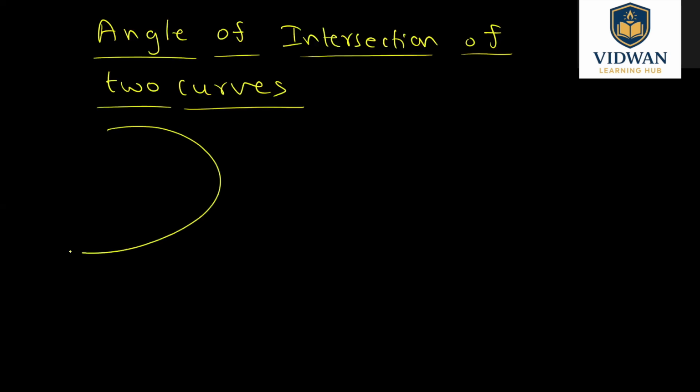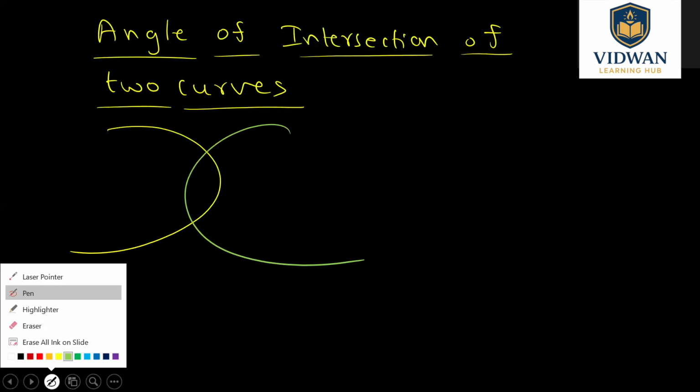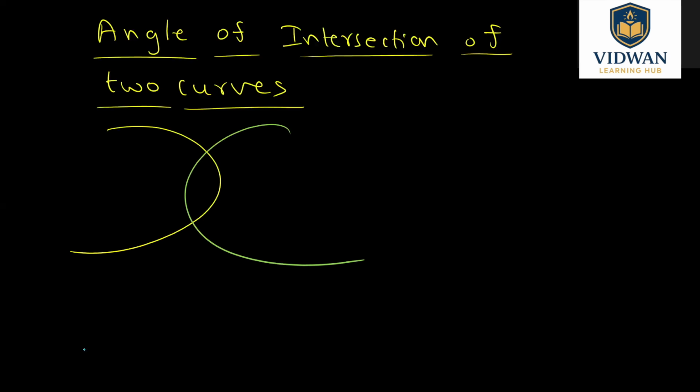So let's say we are having a curve y equal to f of x and one more curve y equal to g of x. So let the curves be y equal to f of x and y equal to g of x. I have shown that they're intersecting in 2 points here. They can intersect in more than 2 points also, but I'm just assuming that let's say they're intersecting in P and Q.